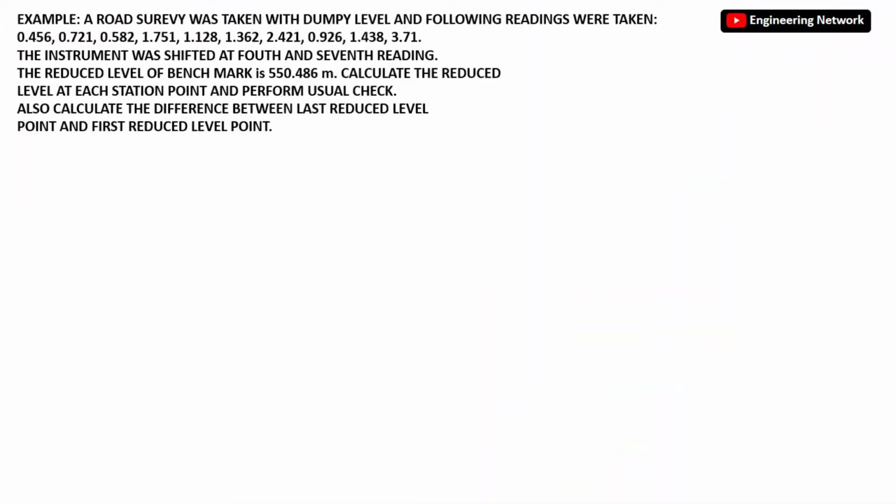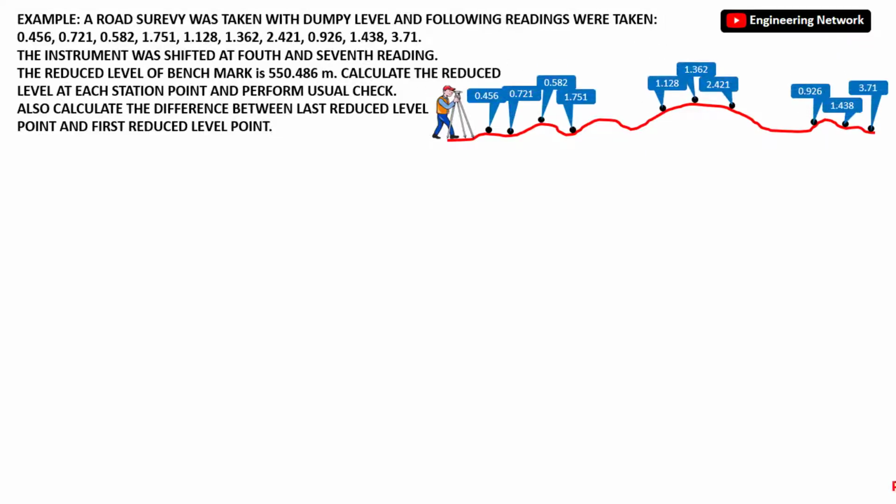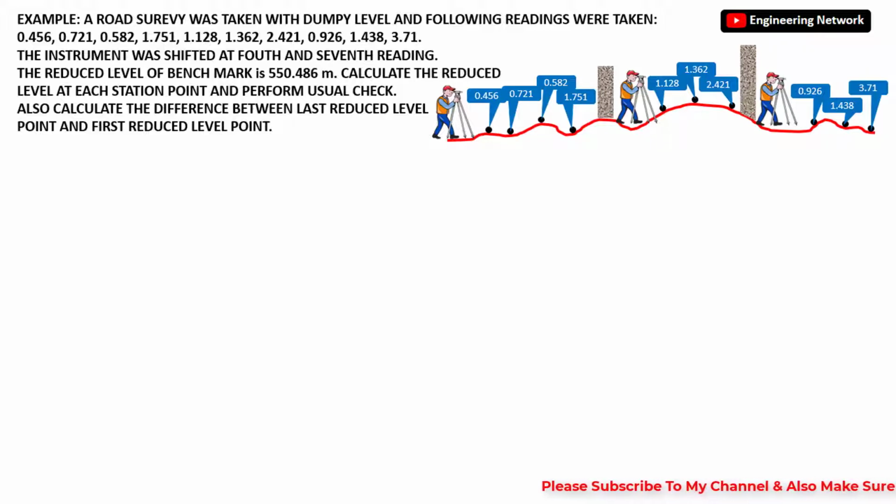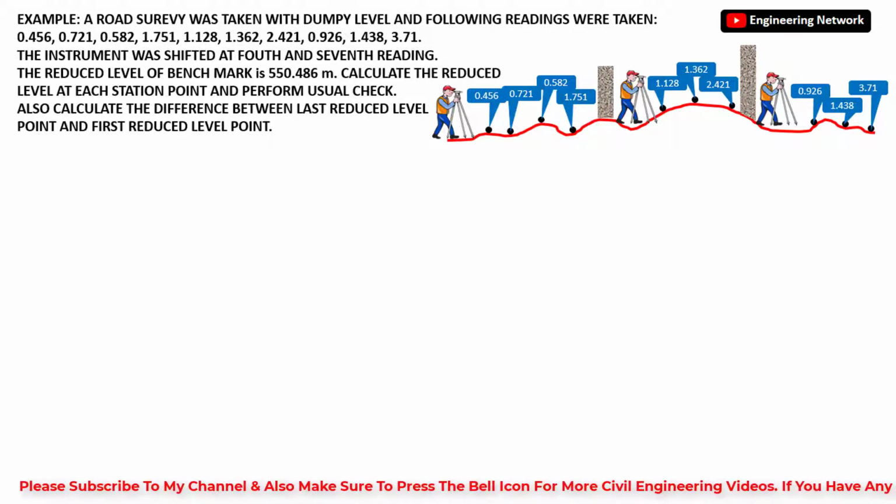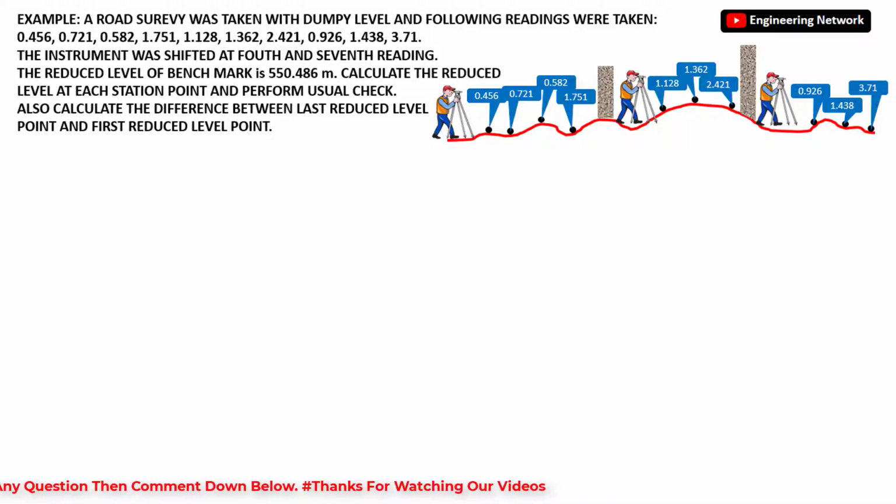So let's start. The question states that a road survey is taken with the dumpy level and the following readings were taken. The instrument is shifted at the 4th and 7th reading, and the reduced level of the benchmark is 550.486 meter. Calculate the reduced level at different station points and perform the usual checks. Also find the difference between the reduced level of the last station point and the reduced level of the first station point. So this is a simple numerical question.